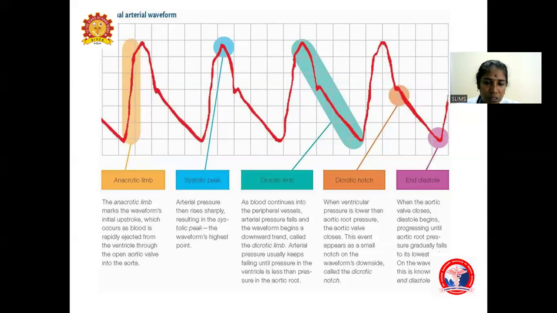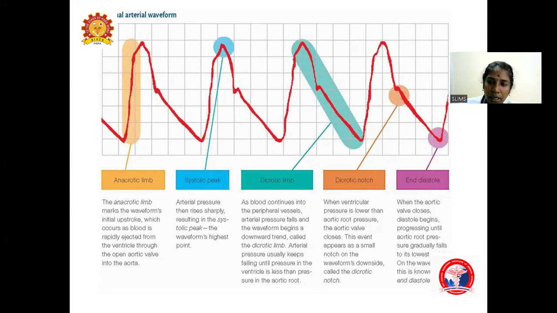Whereas in the dicrotic limb, what is the dicrotic limb? As the blood continues into the peripheral vessels, the arterial pressure falls and the waveform begins a downward trend called the dicrotic limb. Arterial pressure usually keeps falling until the pressure in the ventricles is less than the pressure in the aortic root. In the dicrotic limb, we have the dicrotic notch. What is a dicrotic notch? When the ventricular pressure is lower than the aortic root pressure, the aortic valve closes. You all know. This event appears as a small notch on the waveform. That downslide is called the dicrotic notch.